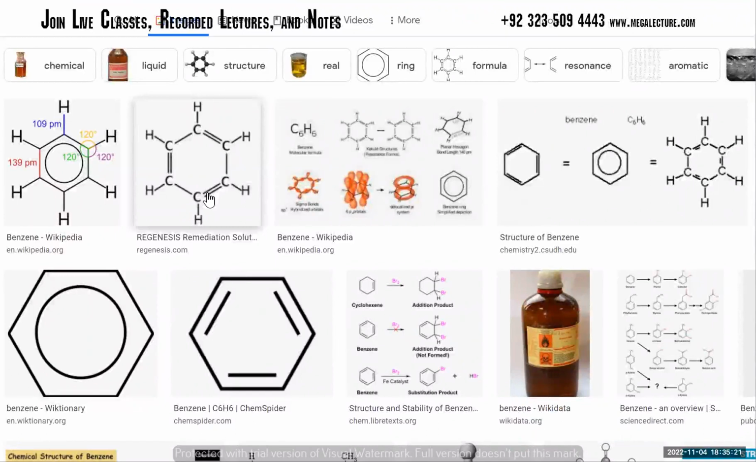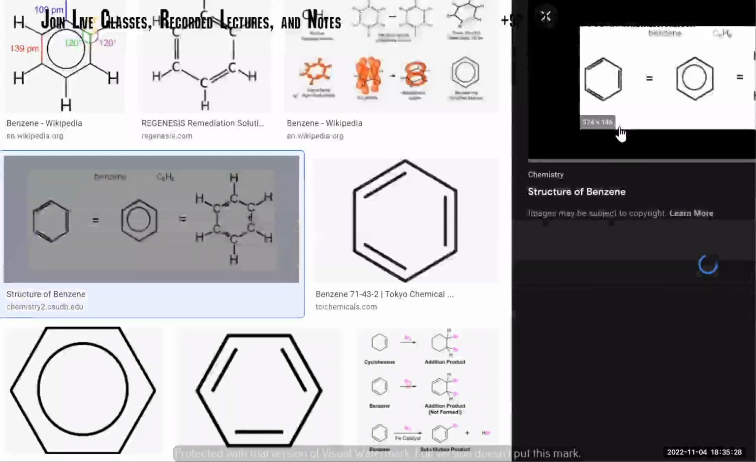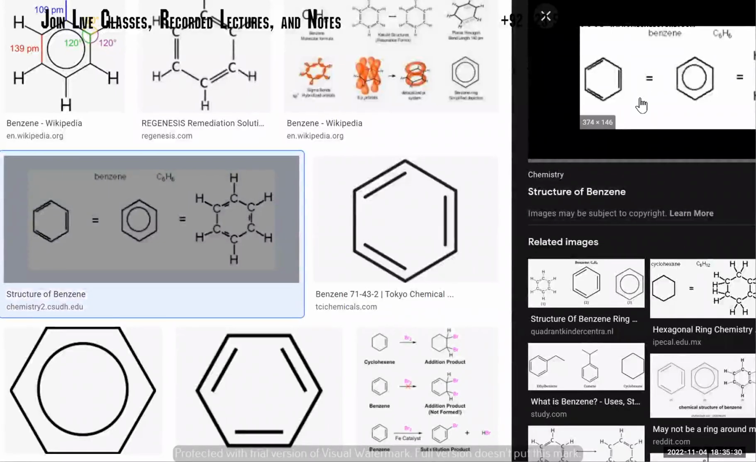Definitely no one is going to cut marks for you if you use this, because it's commonly accepted. It is everywhere. You just go to Google, both structures are used. Cambridge just prefers the one with the ring. The ring is harder to understand. That's why I told you that the alternating double bond structure is kind of easier to understand.